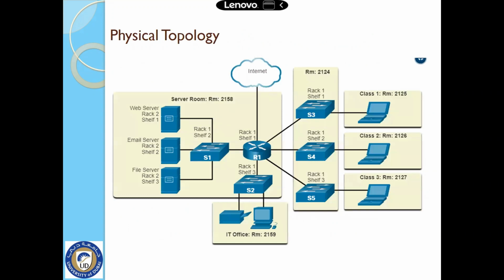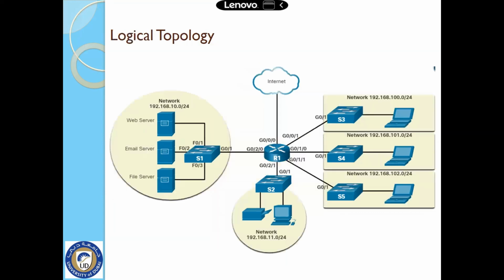So this is the physical topology. You say this is the server room, it's room 215B. The web server is in rack 2 and shelf 1. The email service is rack 2, shelf 2, and so on. The switch here is in rack 1, shelf 2, and so on. So here we are talking about physical features, where the devices actually are.